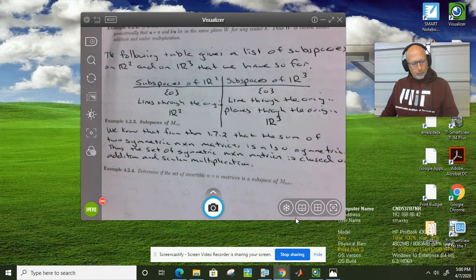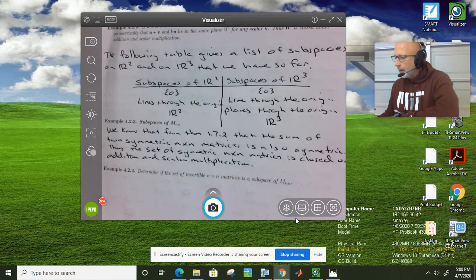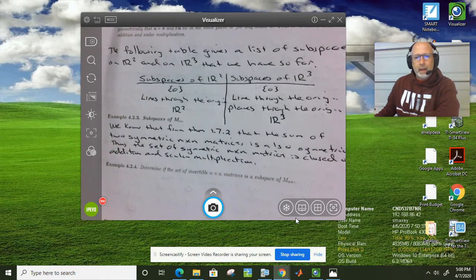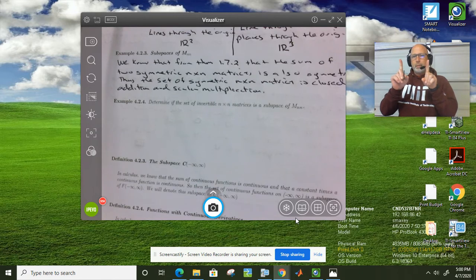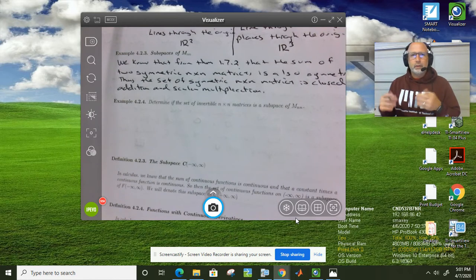Example 2.4.2. Determine whether the set of invertible n by n matrices is a subspace of M_nn. In other words, if you took two invertible matrices and added them together, would you get another invertible matrix? And if you took an invertible matrix and multiplied by a scalar, would you get something else that is also invertible? If you want to think this out for a minute, just go ahead and pause me. But it turns out that this is not the case.